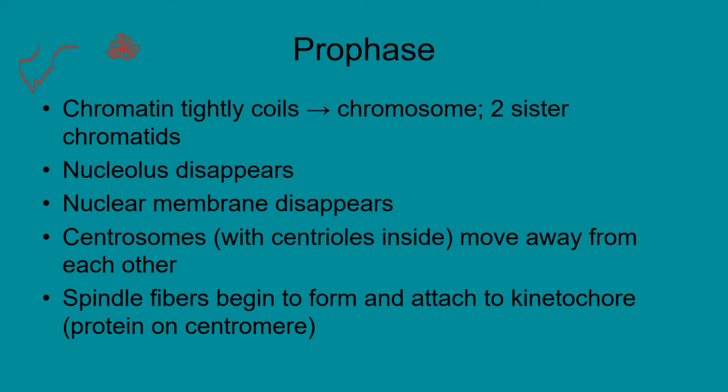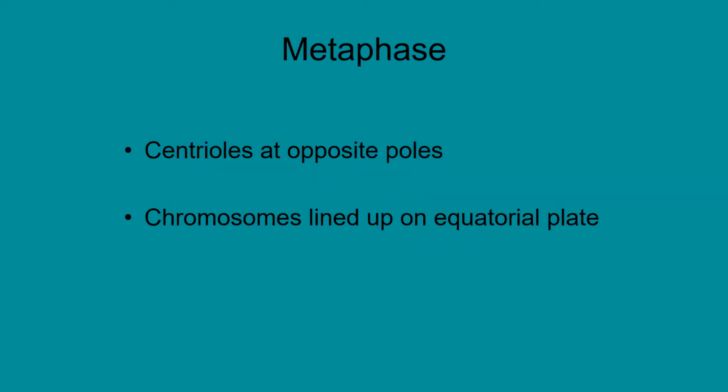The nuclear membrane disappears. The centrosomes that have centrioles inside them normally are sitting right next to each other at a 90-degree angle, or a right angle. They start to move away from each other. They're going to end up at separate ends of the cell. And the spindle fibers start to form basically from the centrioles. You see them extending out from it, and they will attach to what's known as the kinetochore. It's a protein that's on the chromosome.